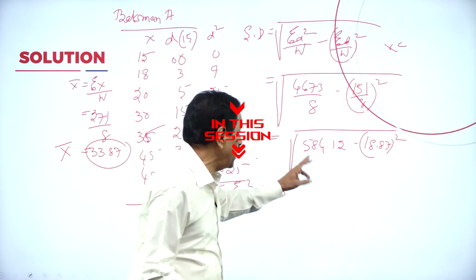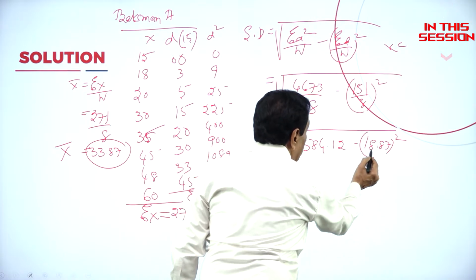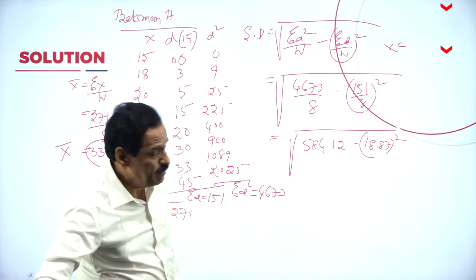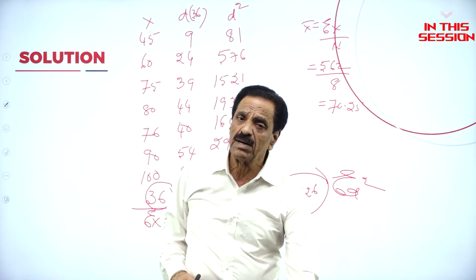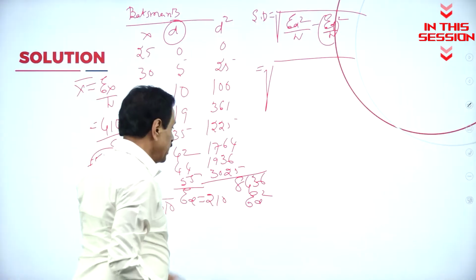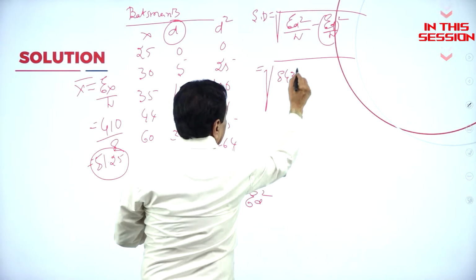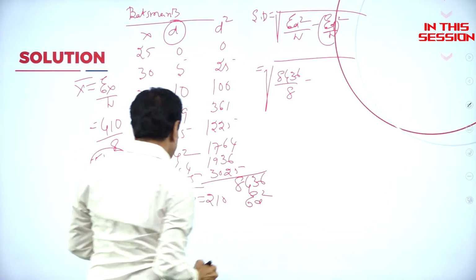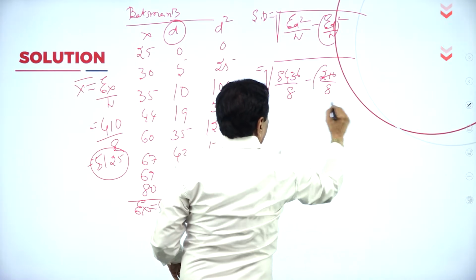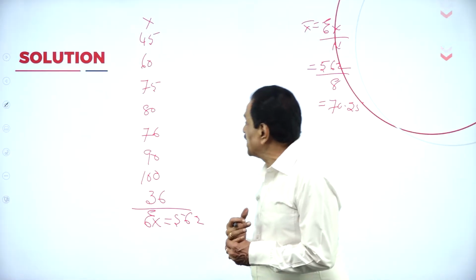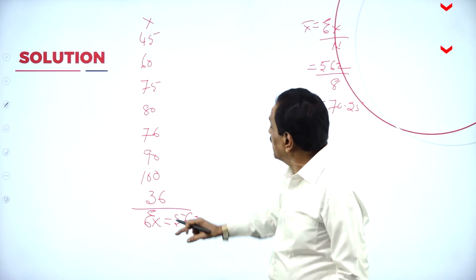4673 divided by 8 is 584.12. 151 divided by 8 is 18.87. Root of sigma d square divided by n minus sigma d divided by n whole square. What is sigma d square? 8436 divided by 8. What is sigma d? 210 divided by 8 whole square. What's the general assumption? The lowest figure we will take as the assumed standard.